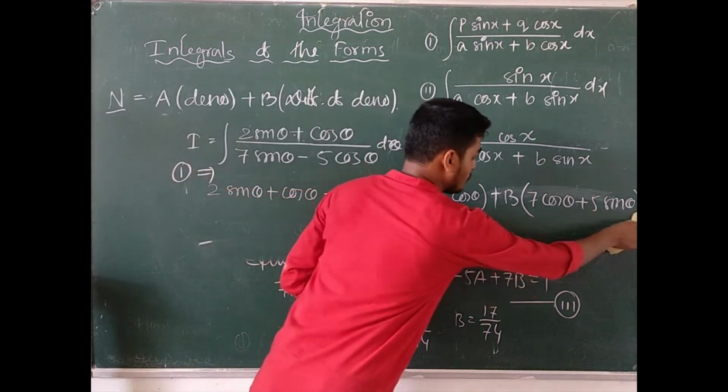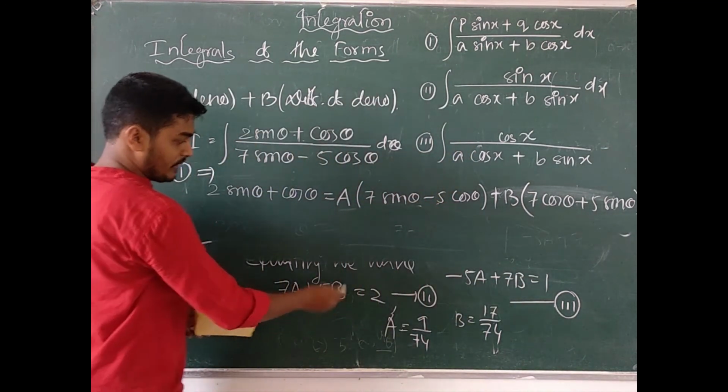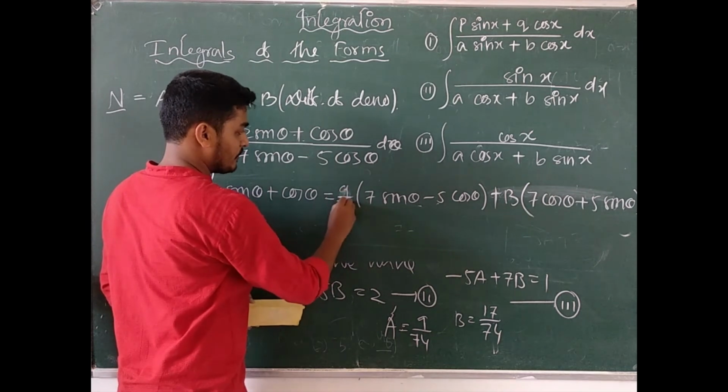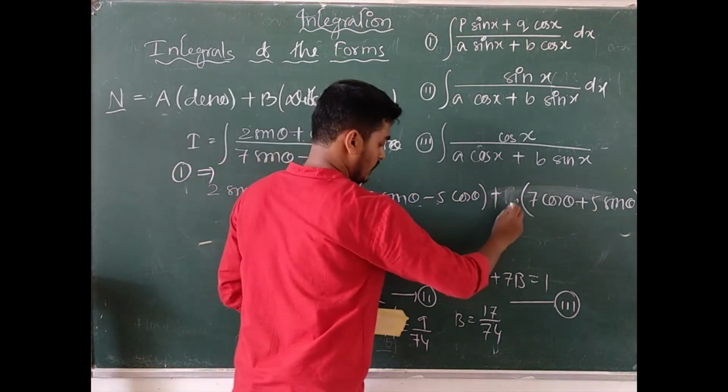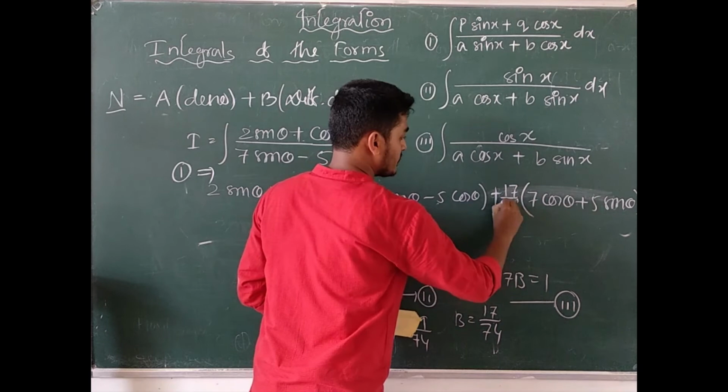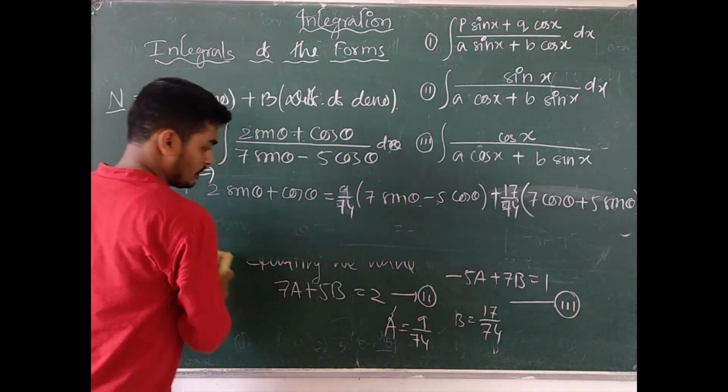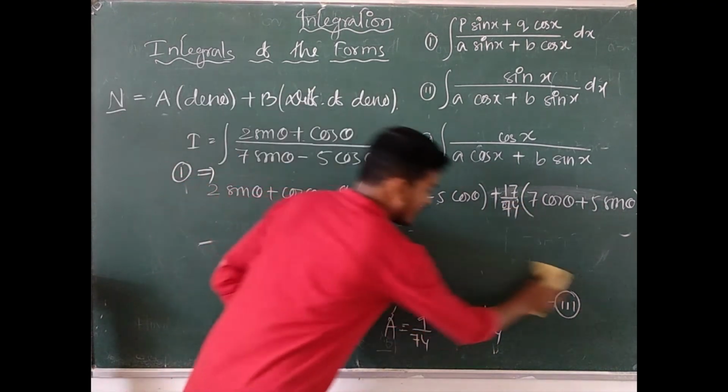In the next step, what you write down? 1 implies. So what is the value of a? 9 by 74, and b is equal to 17 by 74. So that means we are getting exact equal expression.